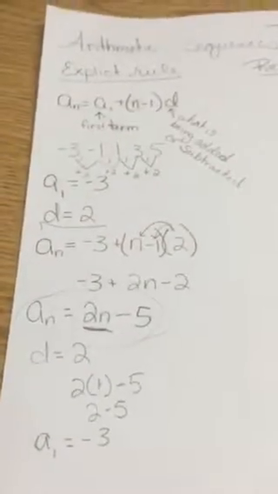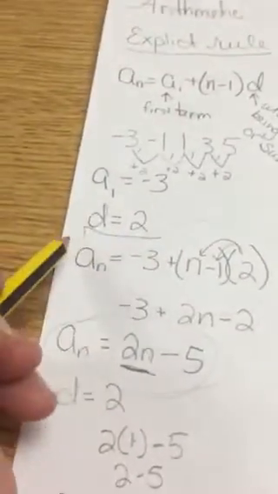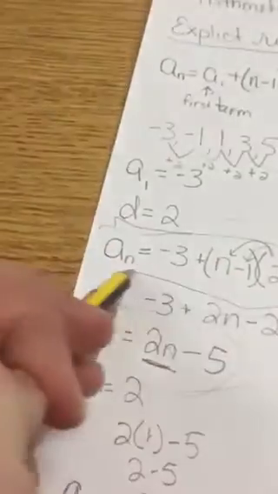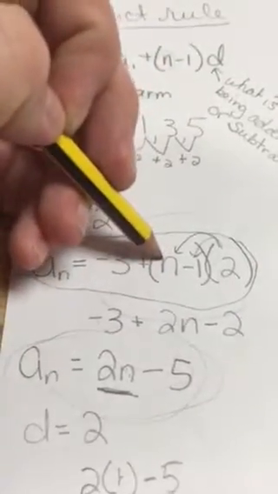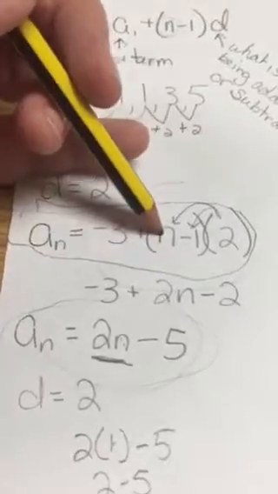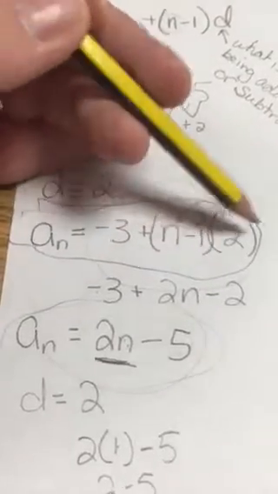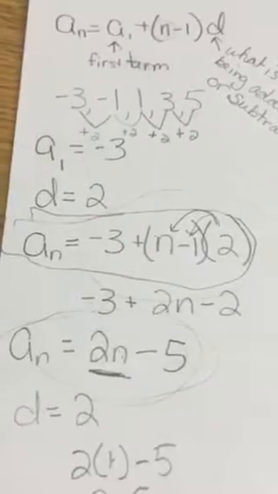So this right here is how a lot of students write it. Now, if you're asking for the 100th term or the 50th term or whatever, the n stands for whatever term you're looking for. So if I was looking for the 50th term, I would put 50 in here, 50 minus 1 times 2, and then I'd add a negative 3. That would give me what the 50th term is.